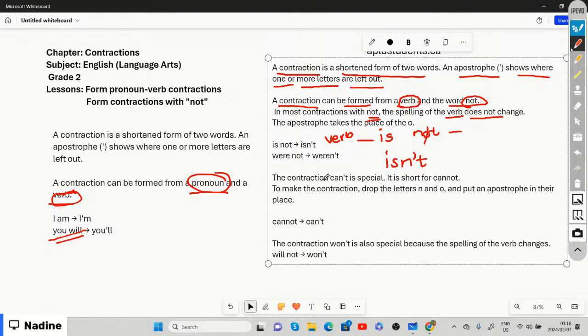And then we have the contraction, which is can't. And the contraction, which is can't, is special. And the contraction can't is short for cannot. I can't play soccer. So it's the same as saying I cannot play football. So I can play football. It's the same as saying I cannot play football.